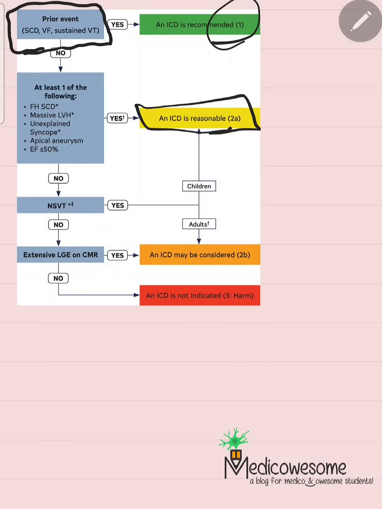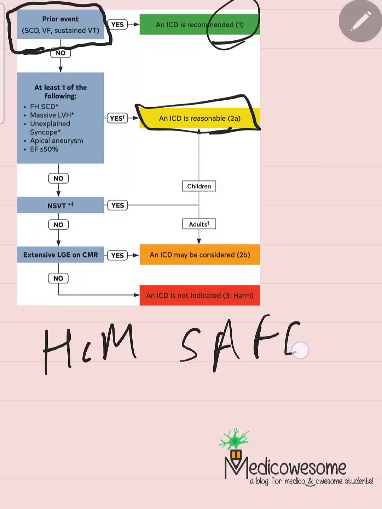So I have a mnemonic for it, and it's HCM safe. So let's go over the mnemonic. HCM stands for massive LVH or left ventricular hypertrophy. S is for syncope, so unexplained syncope. A is for apical aneurysm. F is for family history of a sudden cardiac death. And E is for the ejection fraction, so EF less than 50%.